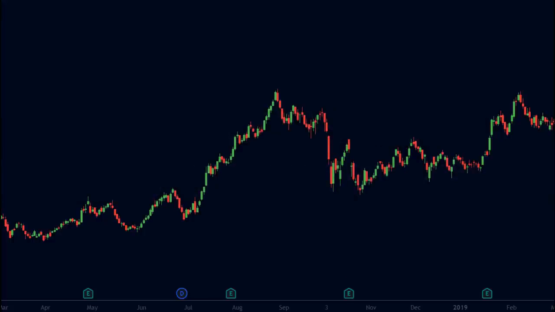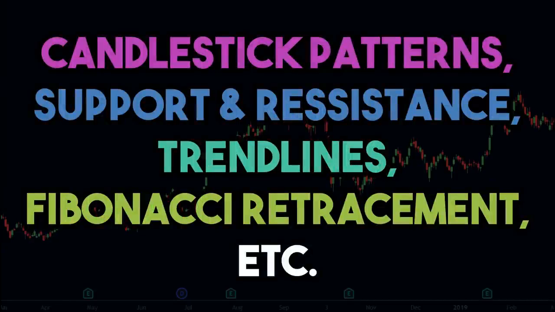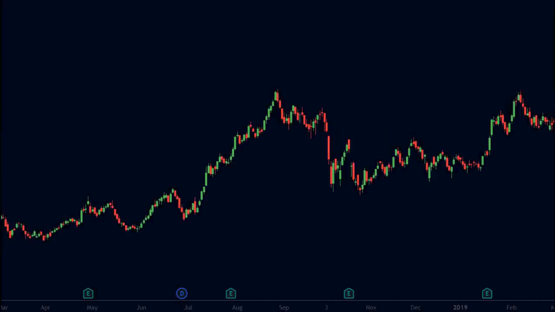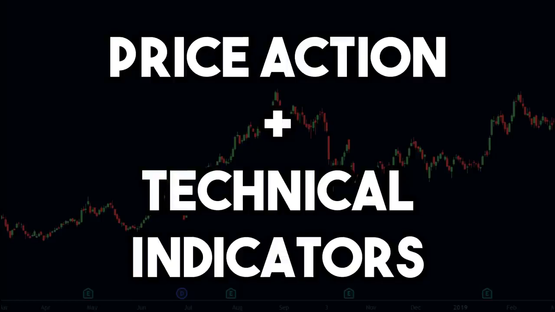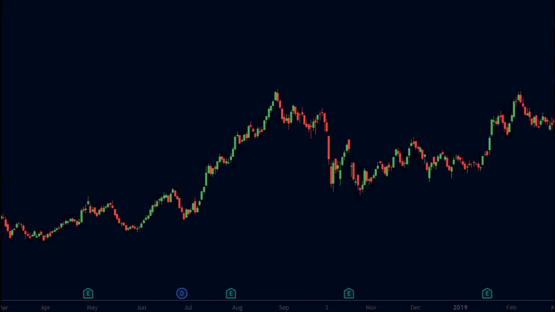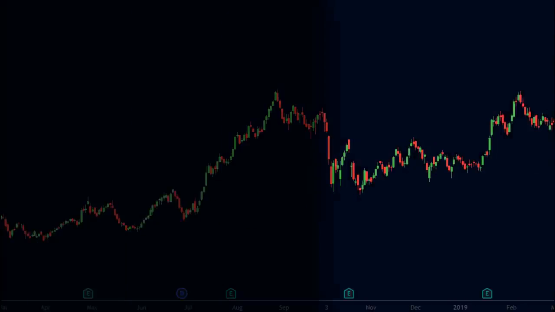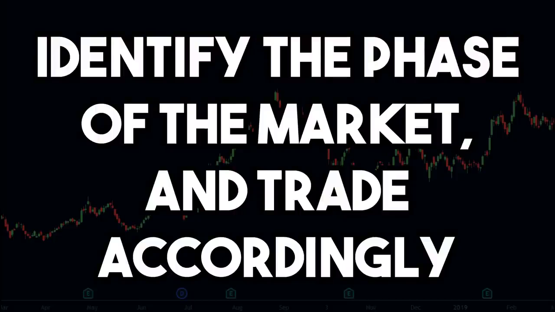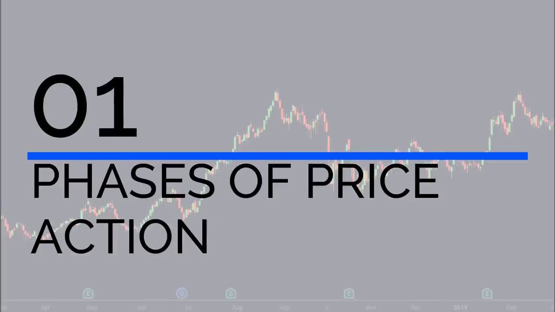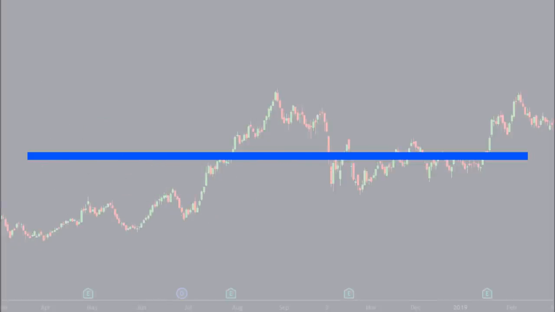Price action trading generally consists of technical tools like candlestick patterns, support and resistance, trend lines, Fibonacci retracement, etc. But a trader can combine price action and technical indicators to find the best possible trading opportunities. The most important point of price action trading is to identify the phase of the market and trade accordingly. So now, let's discuss the different phases of price action.